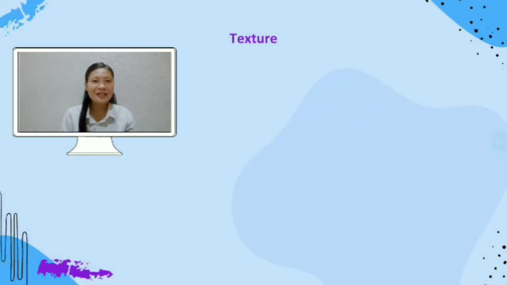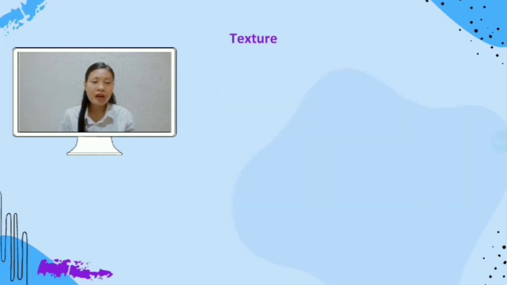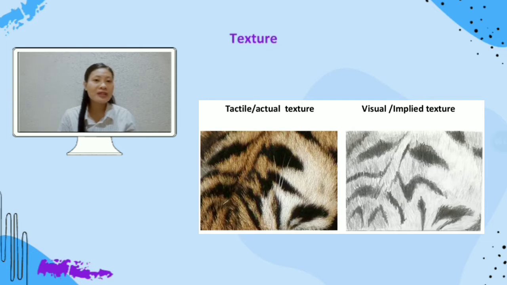Last is texture. Texture is defined as the surface quality of an art or object. It is something that we feel or that looks like it feels. In art, we have real texture, when we can actually feel it, like a sculpture, or when the paint is bumpy. And there is another type, visual texture, where an artist creates something that looks like it has texture even though it does not.